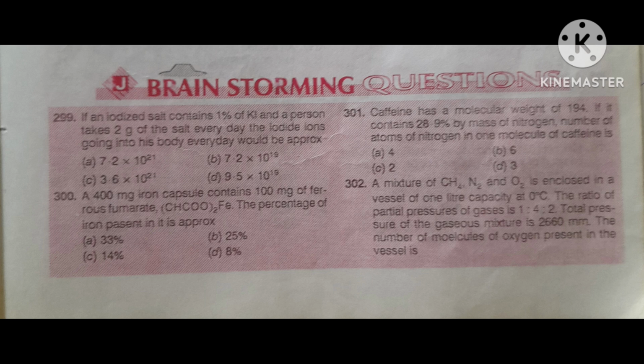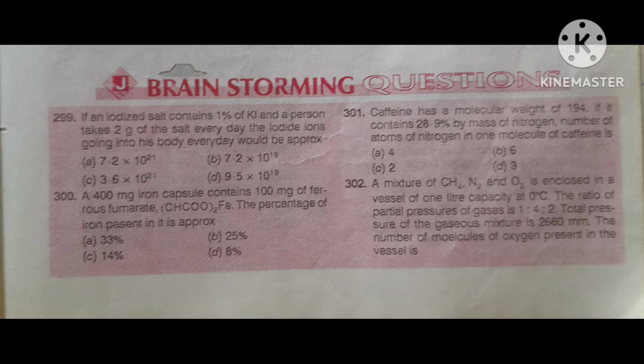See, the weight of one molecule of caffeine is 194. It is given. Then in one molecule of caffeine, how many nitrogen atoms? Actually, it is a nitrogenous compound. Caffeine has nitrogen, correct? You should remember. Then the number of nitrogen atoms present in one molecule, how much?